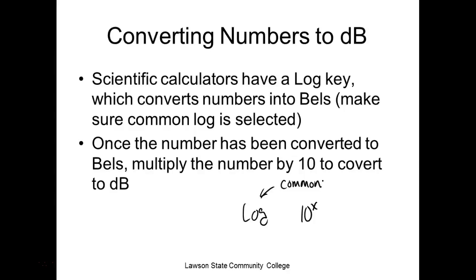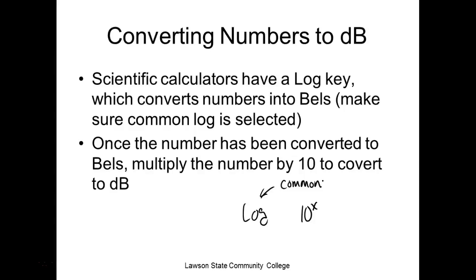Because if it's set up for natural logs, you're going to get everything wrong. And of course, you can check it. If you hit 10 and hit the log key and it comes up and says 1, you're fine. So that's a quick way to check without seeing. Normally they display it on the top.